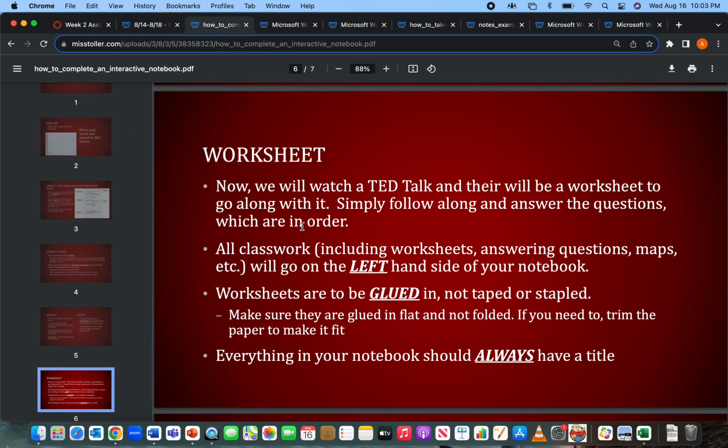And when it comes to our worksheets and things like that, they're always going to go on the left-hand side of your notebook. So notes always go on the right-hand side of your notebook. Worksheets, for making storyboards, you're doing a DBQ, whatever it may be, those are always going to go on the left-hand side of your notebook. And those are going to get glued in. I'd prefer that you do that to stapling or taping.